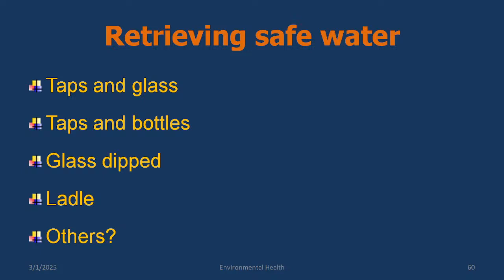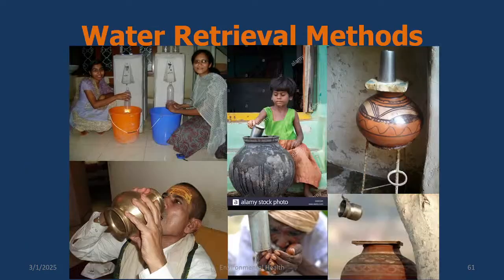Or taps and bottles, store it, then glass dipped, keep a glass inside hand and then dip it, something like this. So this is glass dipped. The girl is dipping the glass. This is called a ladle, this one, the long handle ladle. So a ladle can also be used to get water. This is no retrieval, just hands, right?